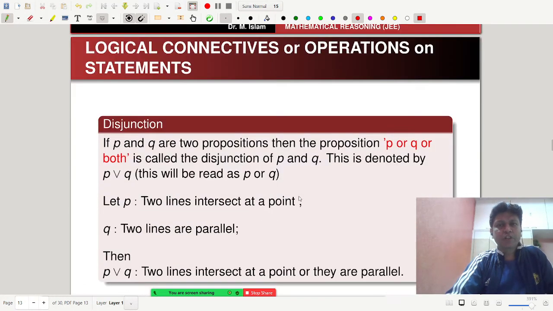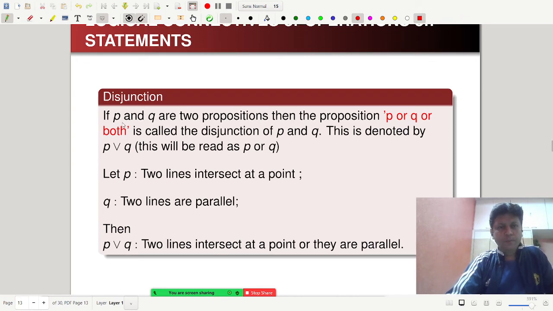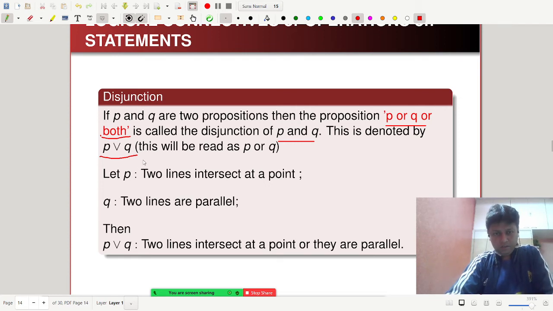Next connective operation is "or". If P and Q are two propositions, then the proposition "P or Q or both" is called the disjunction of P and Q. The previous one is a conjunction, this is disjunction, and it is denoted by the symbol V. This is the V shape, and it is read as P or Q.